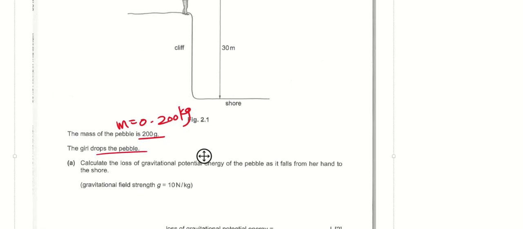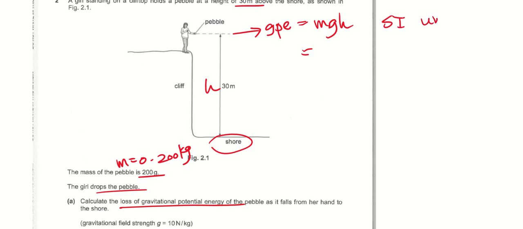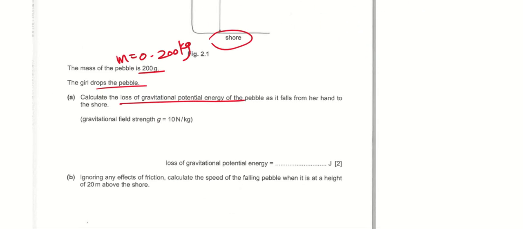Okay. So she drops the pebble, calculate the loss of gravitational potential energy of the pebble as it falls from her hand to the shore. So what is the energy that this pebble has initially? It will have gravitational potential energy, right? Because it is held above the shore at a height of 30 meters. So I will use my formula mgh, and this is an SI unit chapter. Okay, please take note. So the mass is 0.2, the g is 10, the height is 30 meters. So everything is in SI unit. So I'll get 60.0 joules. So like that will be 2 marks.